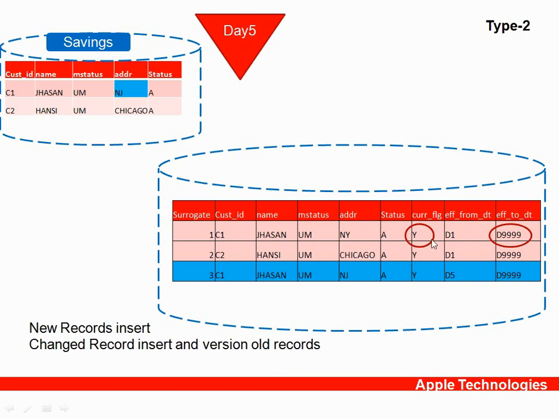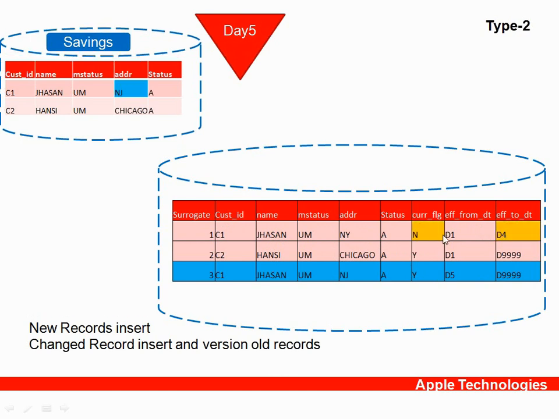Go to old records, make current flag N because it is no longer the current record, and then set the effective to date. So this record was effective up to day 4 only, because after day 4 new information has come for this customer. That way, any type 2 dimension table will look like this.